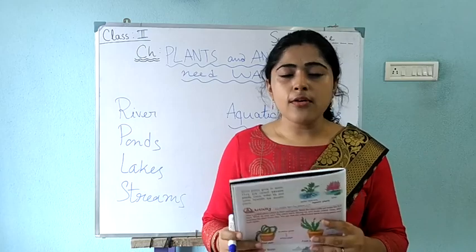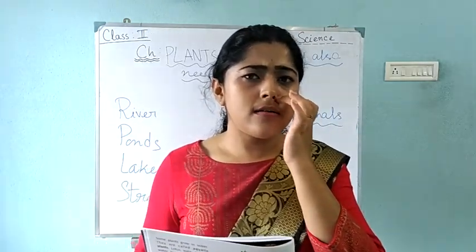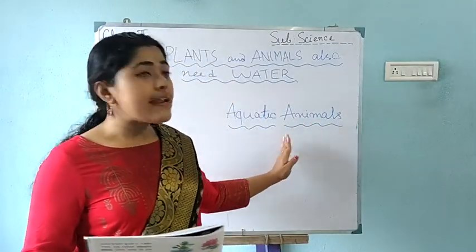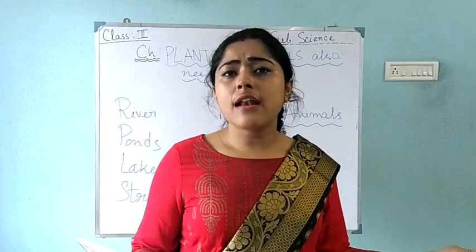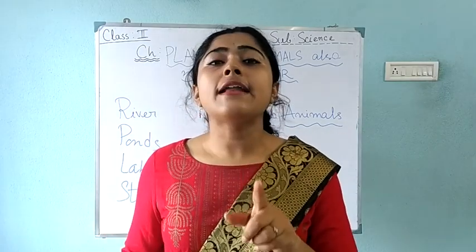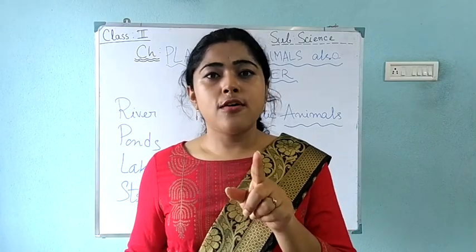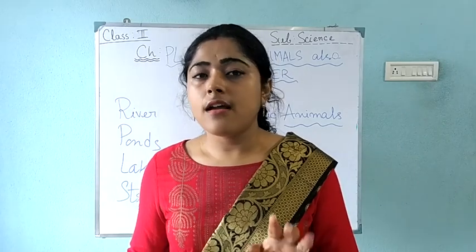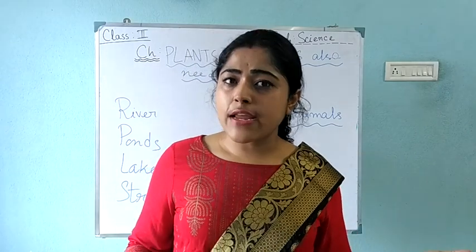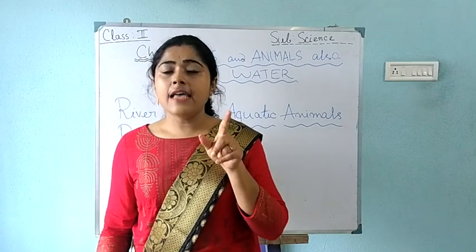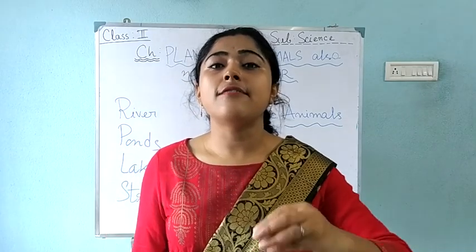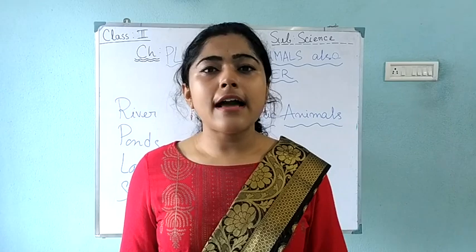Now, on a previous day you already learned about aquatic plants, but today you will learn about aquatic animals. Who are called aquatic animals? Those animals who live in the water. We need water for thirst, for growth, for living, right? But some animals also need water for that. They also get thirsty, so they also drink water. But some animals live in water. Those animals are called aquatic animals. They live under the water. So they are called aquatic animals.